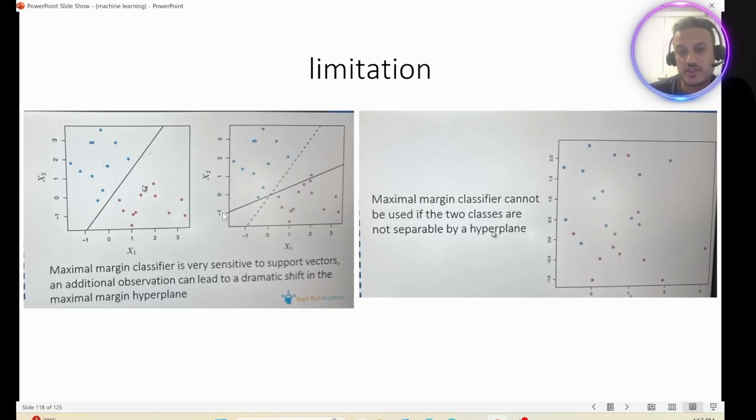We have limitations here. The first limitation: the maximum margin classifier cannot be used if the two classes are not separable by a hyperplane. We should have the hyperplane; if you don't have one, it's not working. And the second one is that it is very sensitive to support vectors. This is the decision boundary, but if you have a point beyond the decision boundary, the hyperplane will change, so it is very sensitive to changes in the support vectors.